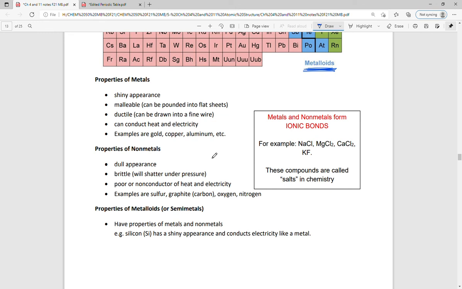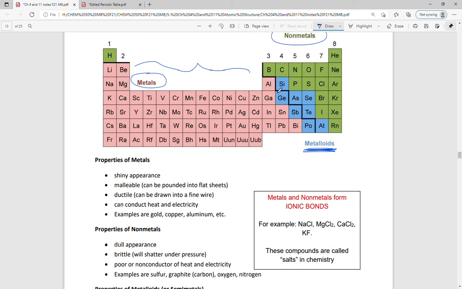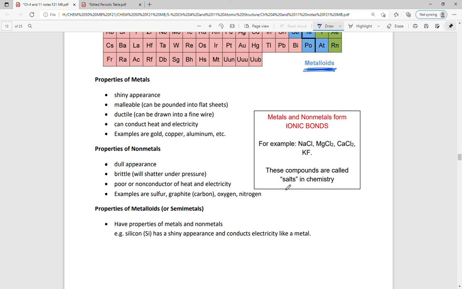So the properties of metalloids, or the semi-metals, are, like I said, kind of in between. They have some metallic properties and some non-metallic properties. As an example, silicon has a shiny appearance and it conducts electricity like a metal, but you can see where it is on the periodic table. It's kind of over in the non-metals, and it behaves as a non-metal in some other ways.